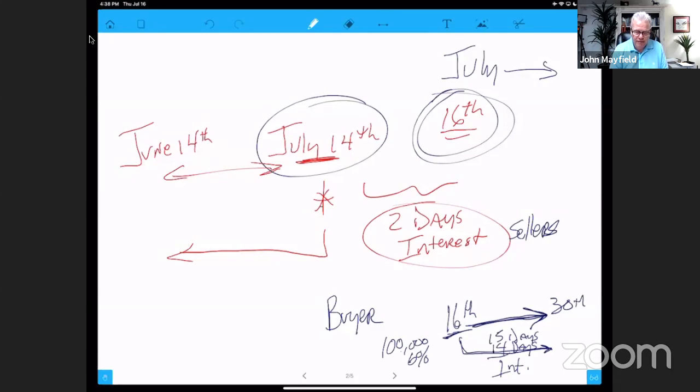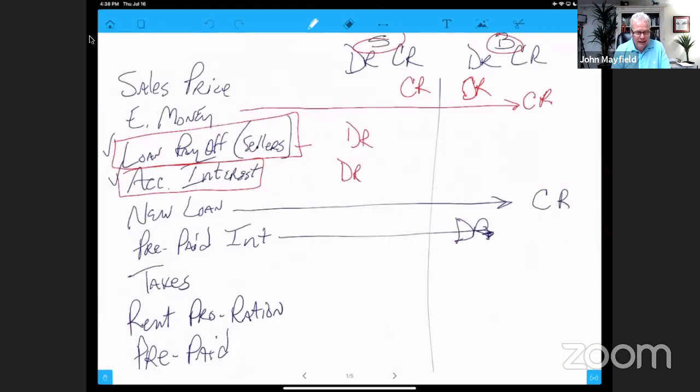So if I'm closing on the 16th, I'm paying my interest through the end of July, but my payment won't be due until September. But remember, when I make September's payment, I'm actually paying for the previous month, paying for August. Does that make sense? So again, the new loan would be a credit to the buyer, but the interest they have to pay would be a debit, would be a charge.